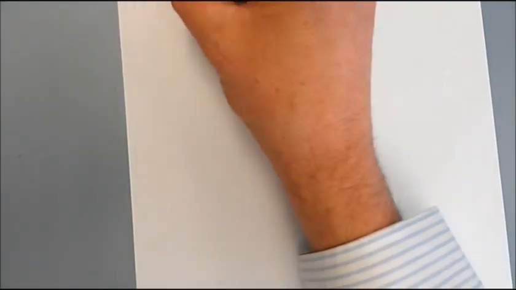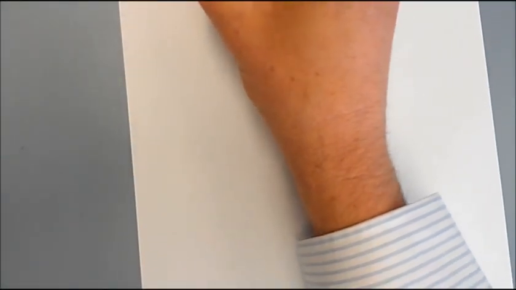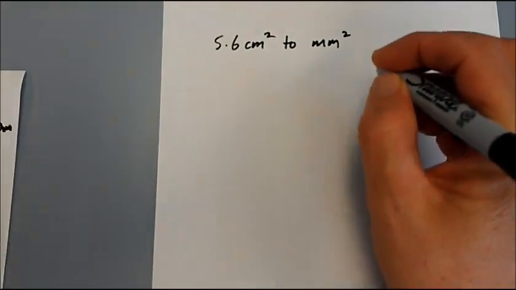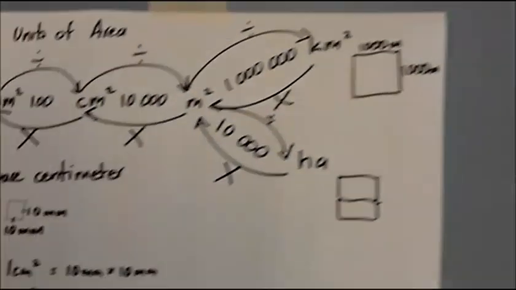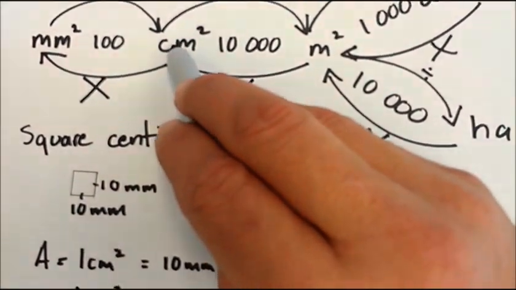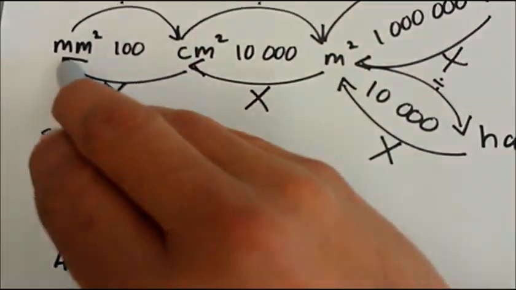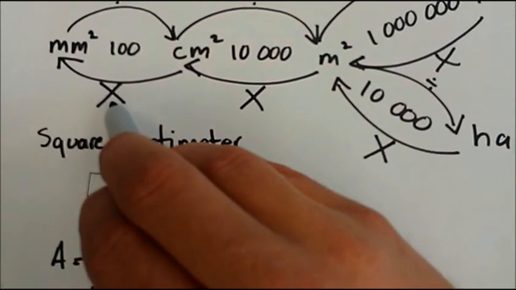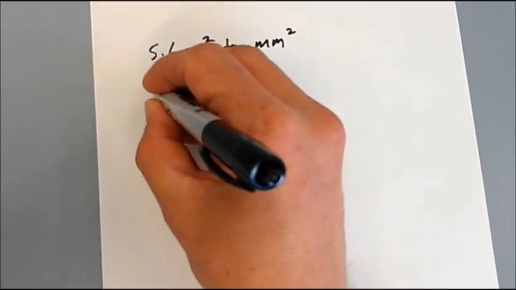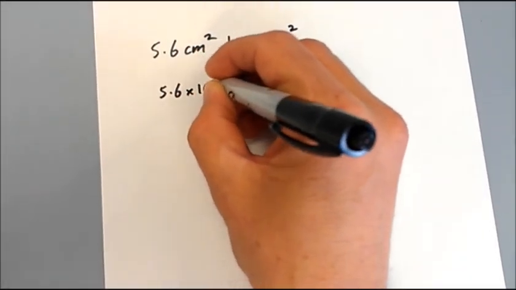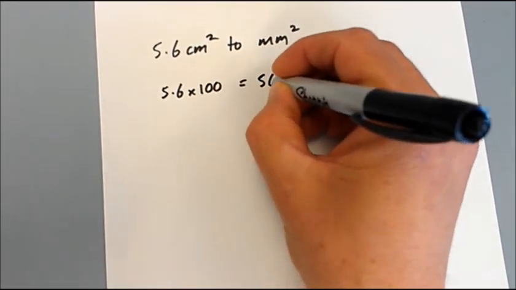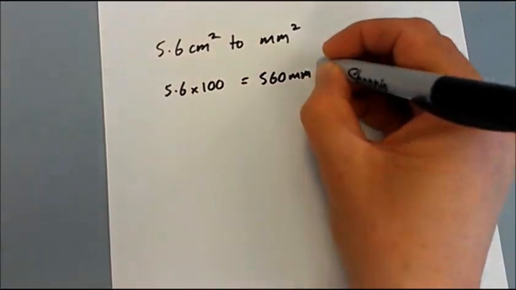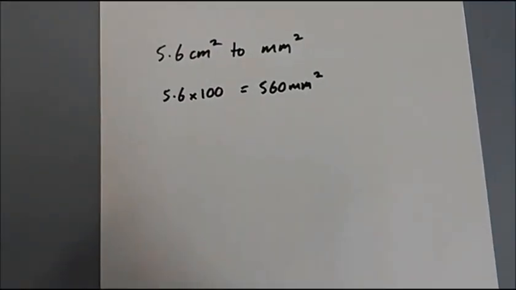Let's just have a look at some quick conversions. So let's say if I had to convert 5.6 square centimetres to square millimetres. I'll refer back over here. I'm at square centimetres. I want to follow the arrow back to square millimetres. It takes me past this times sign. So I want to multiply by 100. So over here I'm just simply showing as my working out 5.6 times 100. That's 560 square millimetres.